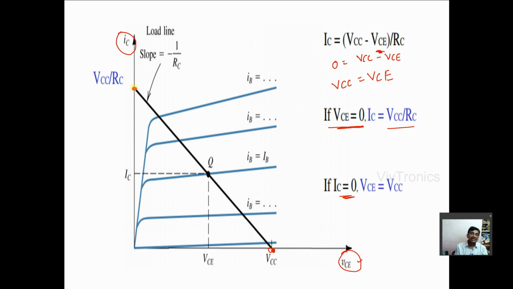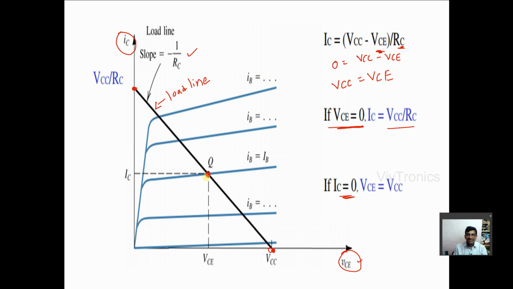If you join these 2 points, then we get this line that is called the load line. The slope of this load line is nothing but minus 1 by RC. This is how we are going to draw the load line.